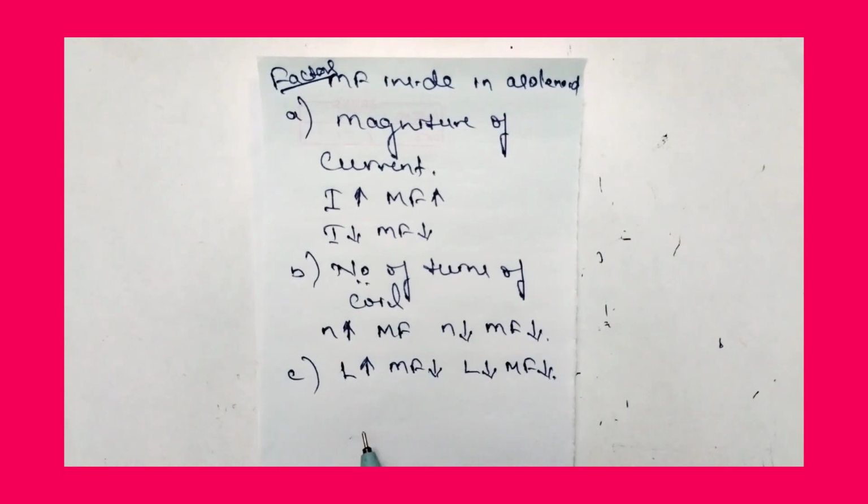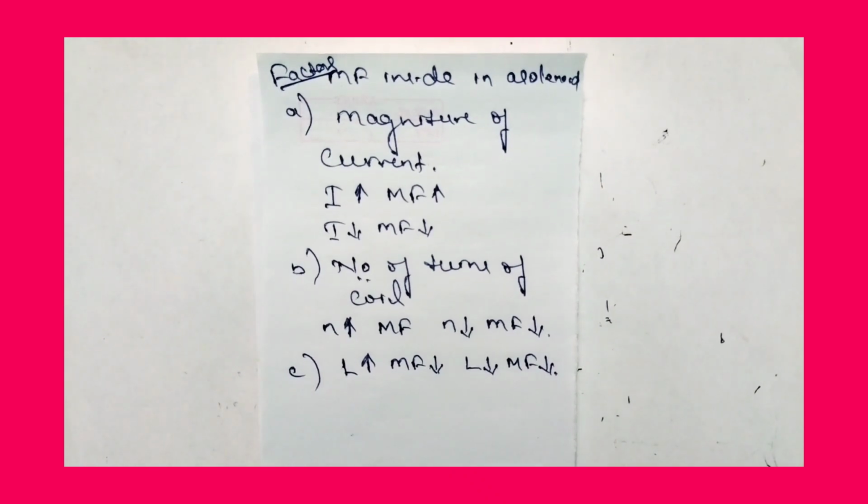Then it depends upon the length of the solenoid. The more the length, the more the magnetic field. The less the length, the less the magnetic field. So like this, it depends upon three factors. One is the magnitude of current, second one is the length of the coil, and the third one is the number of turns of the coil.